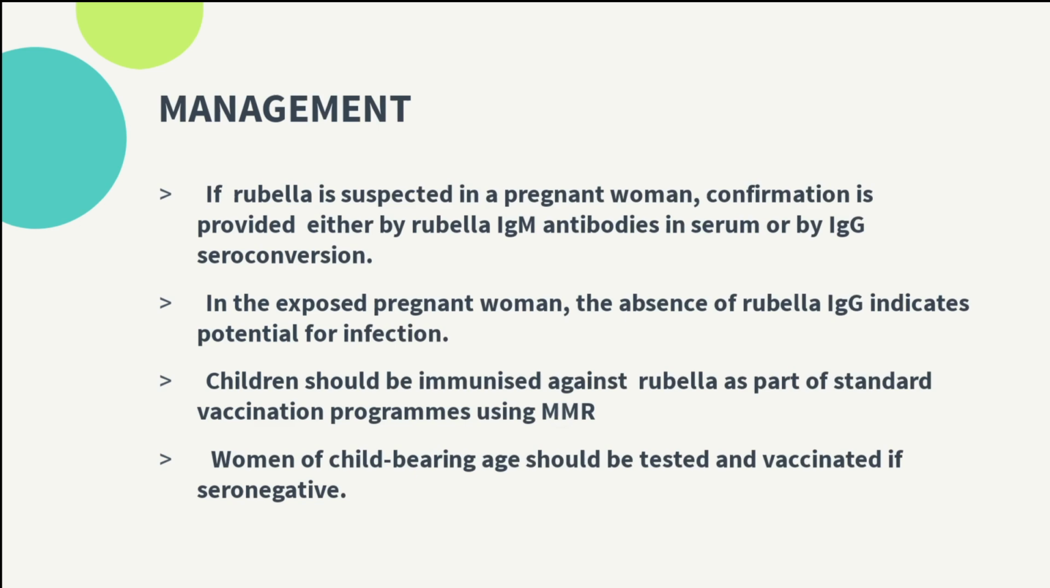Management. In case of pregnant women, if we suspect rubella, we can confirm it by testing for either rubella IgM antibodies in serum or by IgG seroconversion. And in exposed pregnant women, absence of rubella IgG indicates potential for infection. Now, the children, as we were talking about from the beginning, need to be given the MMR vaccination, and women of childbearing age should be tested and vaccinated if seronegative.